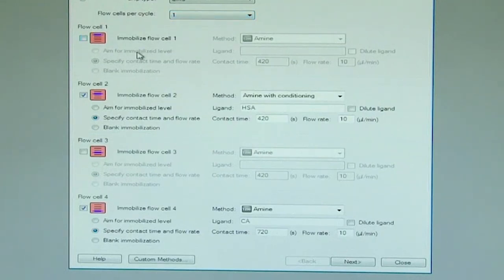On flow channel 1, we leave it blank, and flow channel 3 also we leave it blank. On flow channel 2, human serum albumin is immobilized with a specified contact time of 420 seconds and flow rate of 10 microliter per minute. On flow channel 4, by amine coupling, we will immobilize carbonic anhydrase again with a specified contact time of 720 seconds and flow rate of 10 microliter per minute. We now go into the next tab.